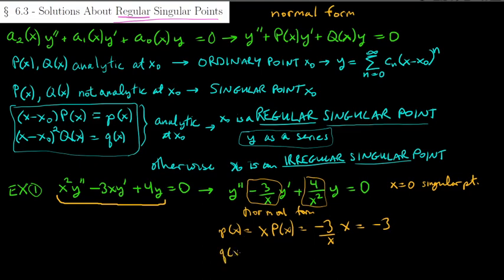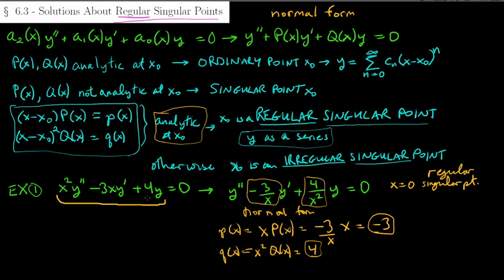And our lowercase q of x is x squared times capital Q, which is 4 over x squared times x squared. That's just 4, and that's also a constant. Obviously when you get a constant, it's going to be analytic. You're not dividing by 0. So x0 is a singular point, but because both lowercase p and lowercase q are analytic at x0, it is a regular singular point.